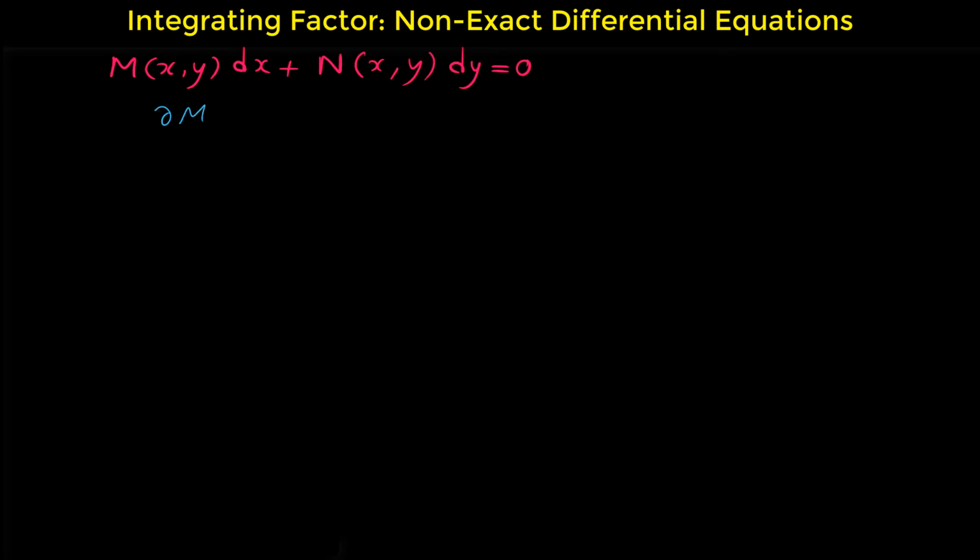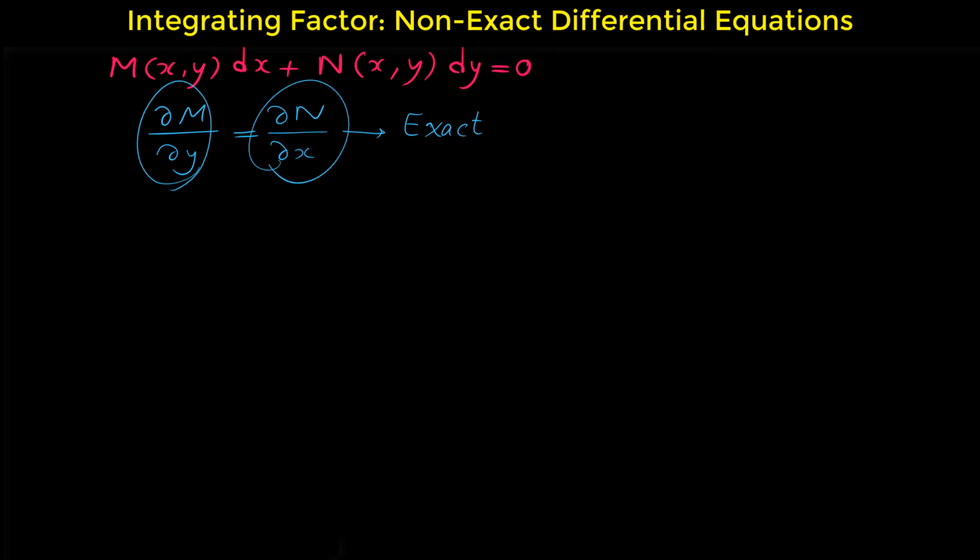the partial derivative of M, the function that we have here, the coefficient of dx, with respect to y equals the partial derivative of N with respect to x, then the differential equation is an exact differential equation. But sometimes these two are not equal to each other, and so the differential equation is a non-exact differential equation.